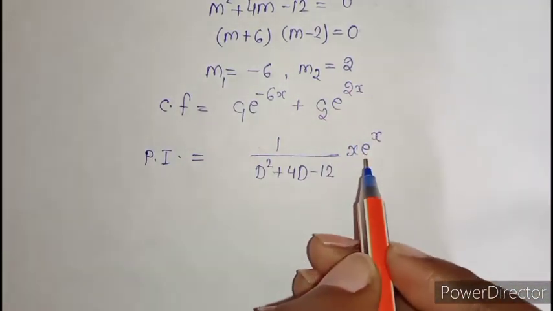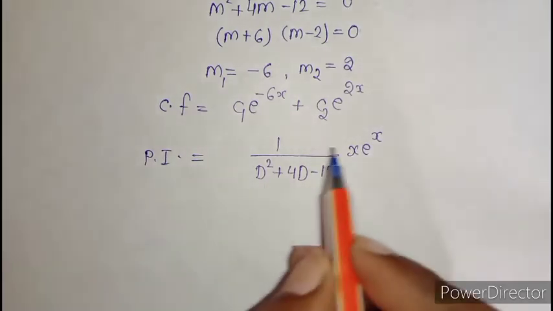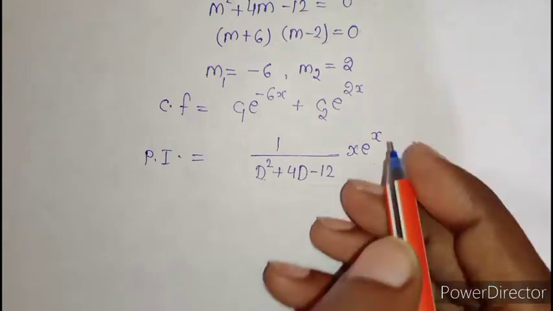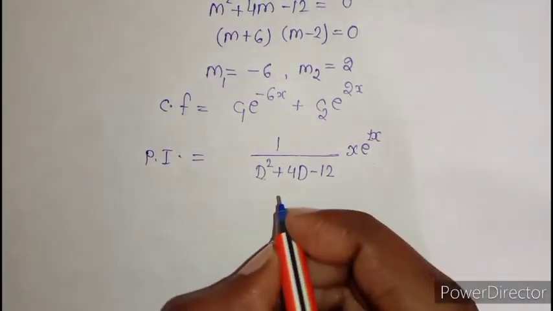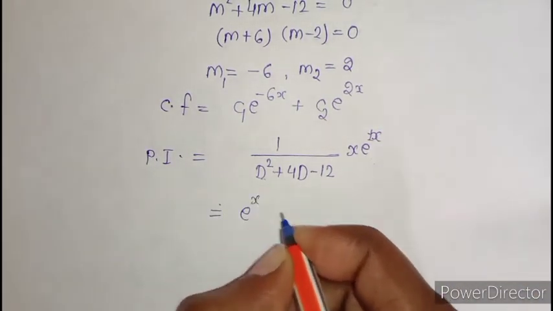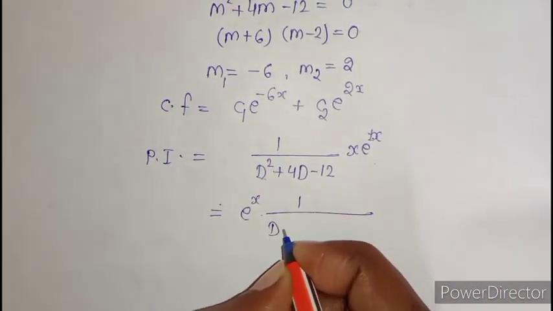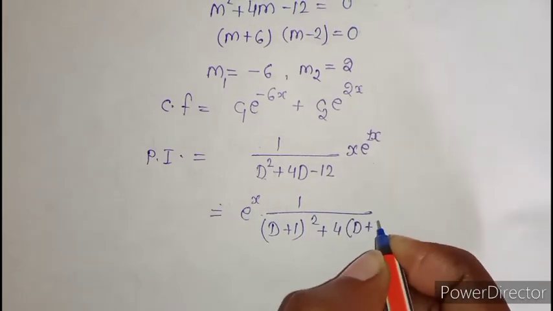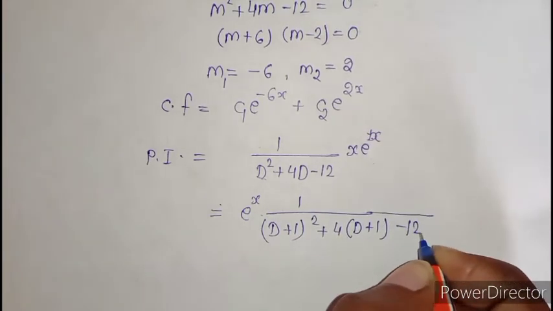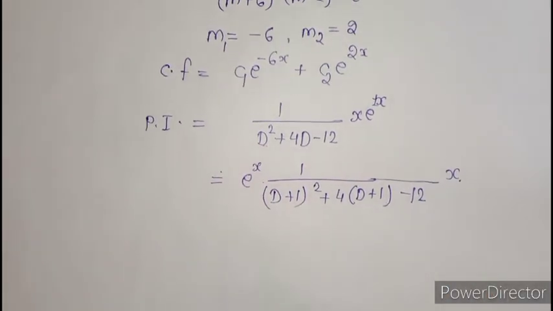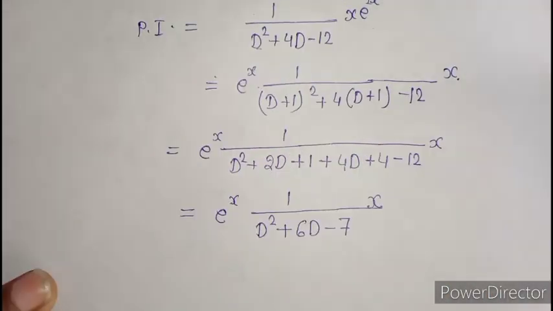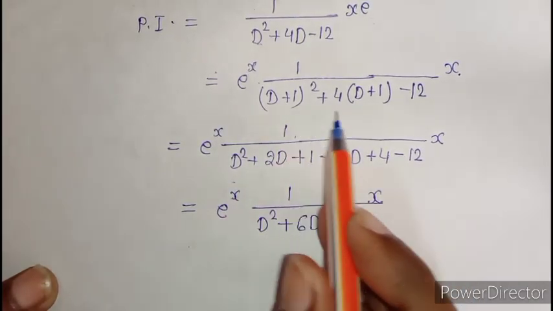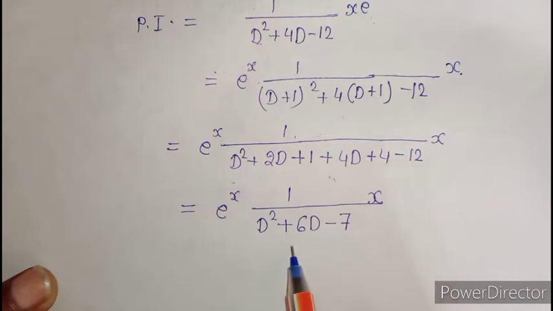So firstly we have to take this exponential term outside, and as we take this term outside, each D is replaced by D plus 1 since here a is 1. So I will take this outside, so the whole function becomes (D plus 1) raised to power 2 plus 4 (D plus 1) minus 12, and this becomes x. So after simplifying this, we applied the formula of (a plus b) whole square, and then after solving we get this value.